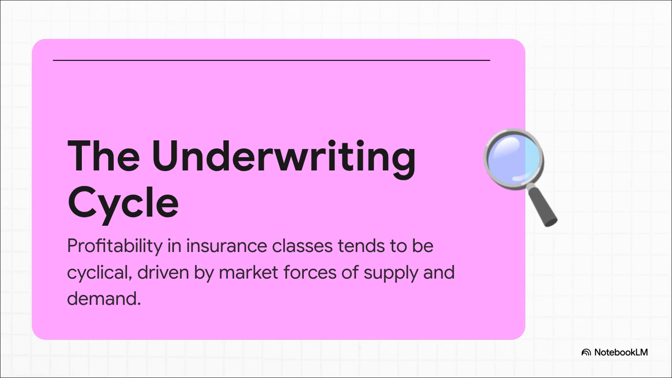You know how this works. When the market is profitable, new competitors pile in, competition gets fierce, and rates get driven down. Eventually, things get unprofitable, companies start losing money, and they either leave the market or jack up their rates to survive. That starts the cycle all over again.